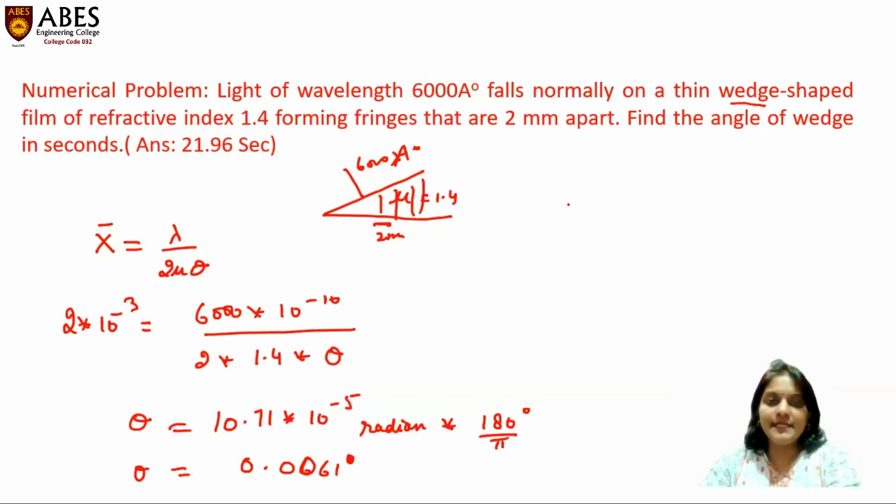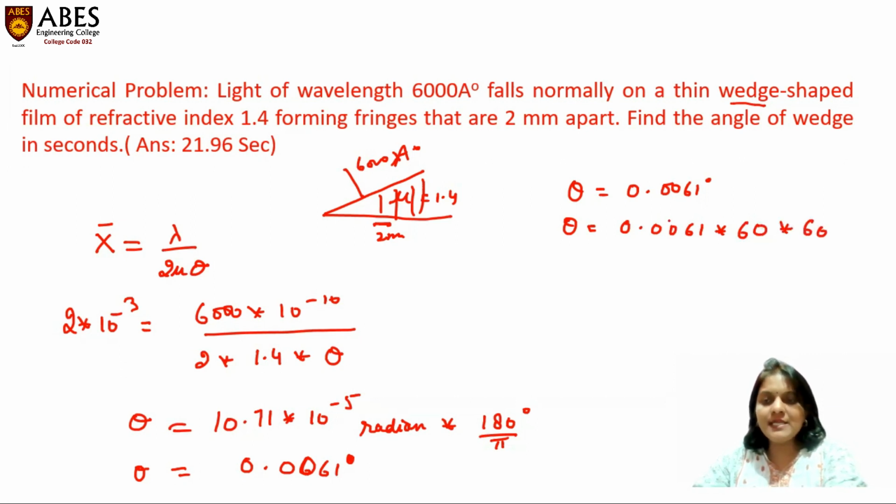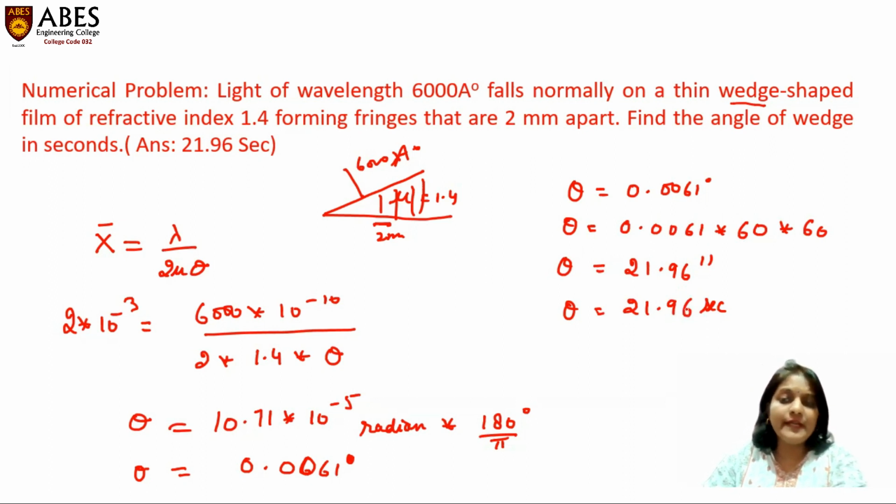But when the answer is in degree, then convert into the second. Theta is equal to 0.0061 degree. Show all the steps. Then to change the degree into the second, first we will change into the minute by multiplying by 60. Then again we will multiply by 60 and it will convert into the second. Then theta is equal to 21.96 second, or approximately you will get 22 second. It will also be correct.